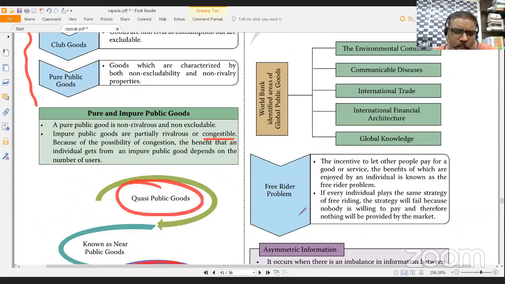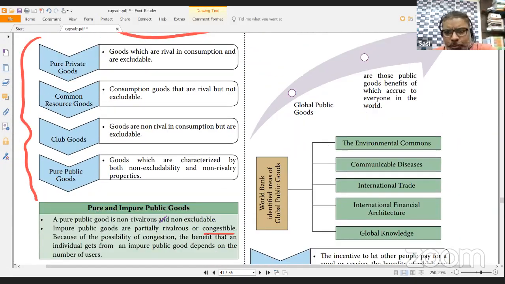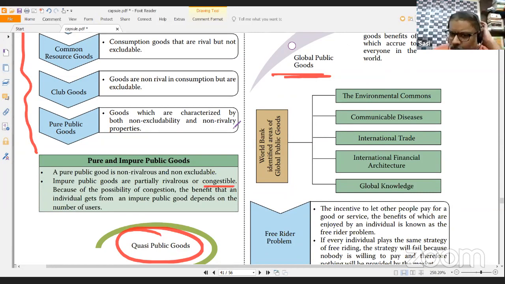And both are impure only. Common access resources are also impure, as well as club goods. One more discussion on this is global public goods, which are related to the entire world. This is an important question also; just write these points. What are the global public goods according to the World Bank?